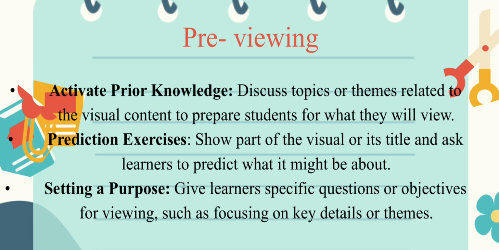For example, show an image of a stormy sky and ask, what do you think this video might be about? You can also ask the students to predict the mood, message, or the outcome of the visual sequence based on the initial clues. Encourage them to explain their reasoning, which can deepen their engagement with the content.